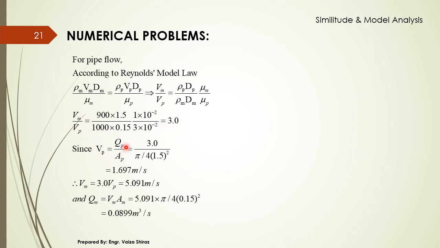Vp is simply discharge over area in the prototype. Area of the flow in the prototype is pi d square by 4, where d is the diameter of the pipe cross section. So that is coming to be 1.697 meter per second, and if we multiply it with the ratio 3, we are getting the answer as 5.091 meter per second. So this is the first required answer. Second, we have to find out the discharge in the model, that is simply A into V. So the answer is coming to be 0.0899 meter cube per second.